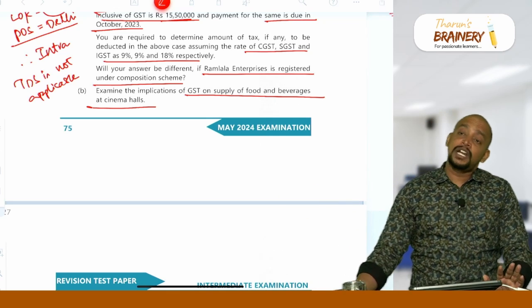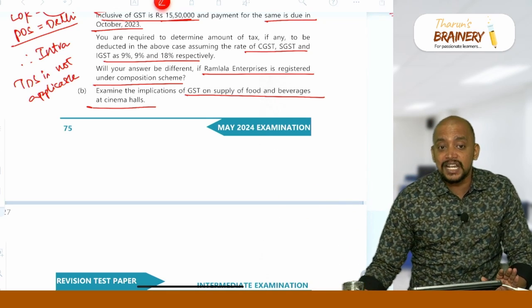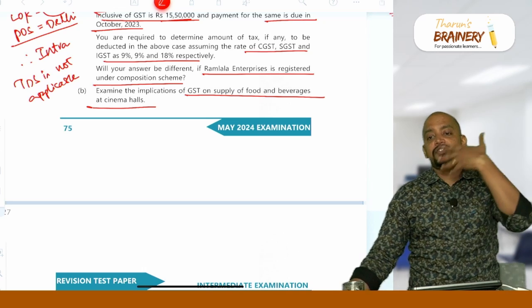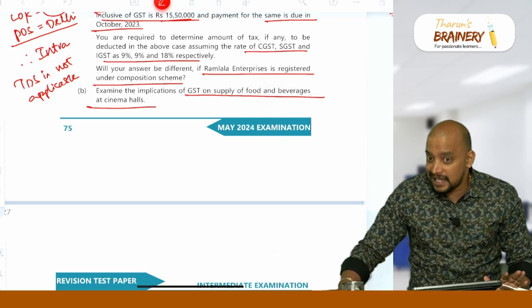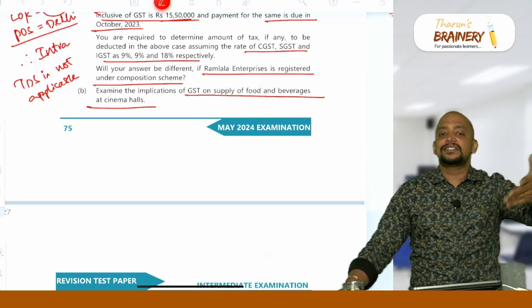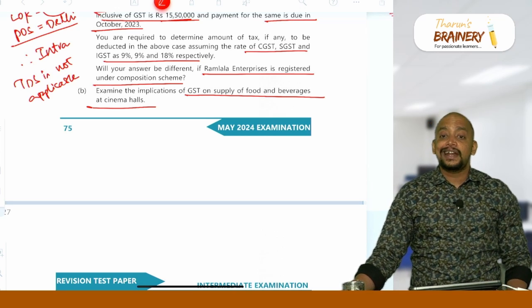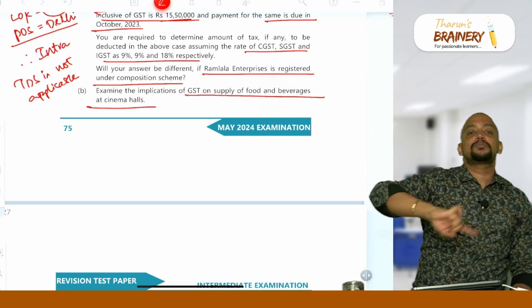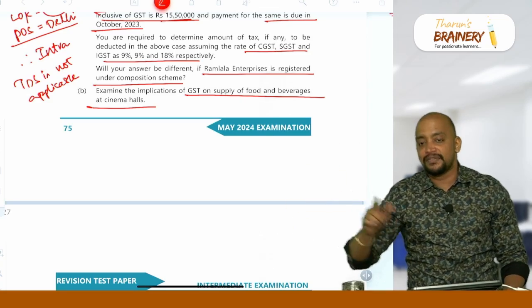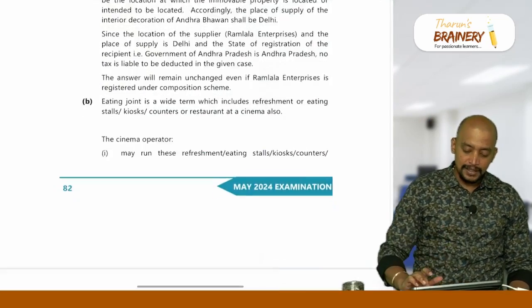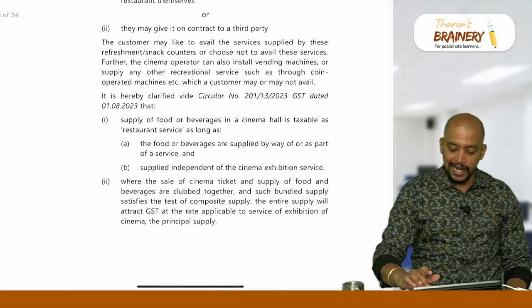However, if the food and beverages is received as a part of purchase of ticket, then in that case, as cinema theatre is the principal supply, exhibition of film is the principal supply, the rate applicable to exhibition of film will also be applicable on the rate of food and beverages. That point we need to write here, okay.